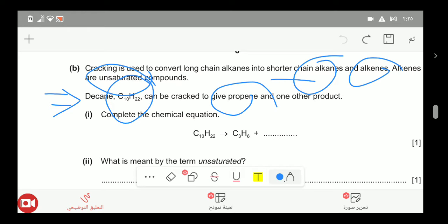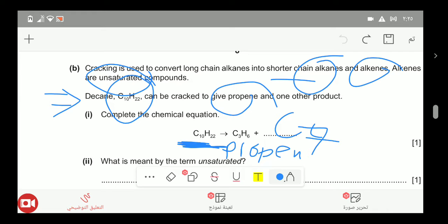The question: decane, C10H22, can be cracked to give propene and one other product. Complete the chemical equation. Here this is decane. Decane will be decomposed into propene, and it must give also an alkane. We have 10 carbon as the original hydrocarbon, and we have 3 in propene. We take 3 from it, so we have another 7 carbon, C7.